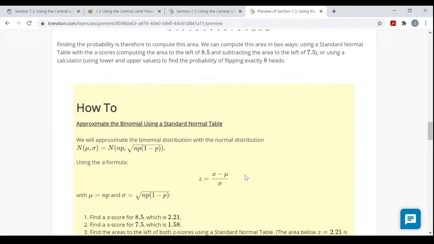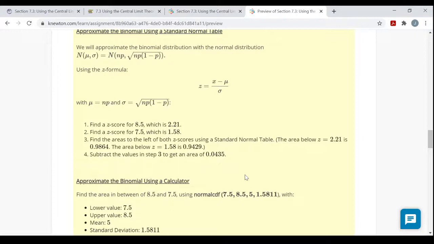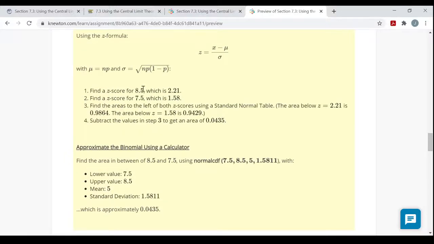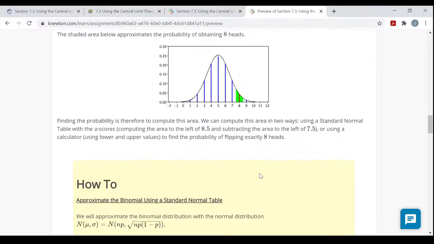Okay, and then here they talk about using a table, but they also say you can use a calculator. So you can use a standard normal table, or use the calculator with the normal CDF. All right, I'm going to also draw a picture of this myself.